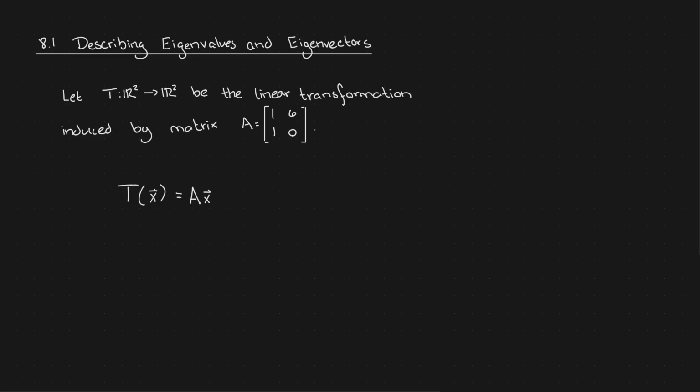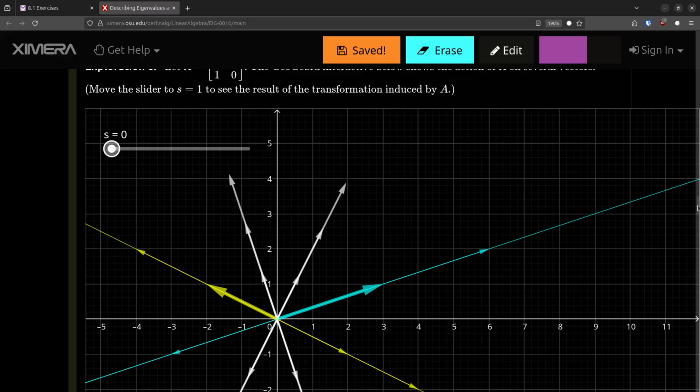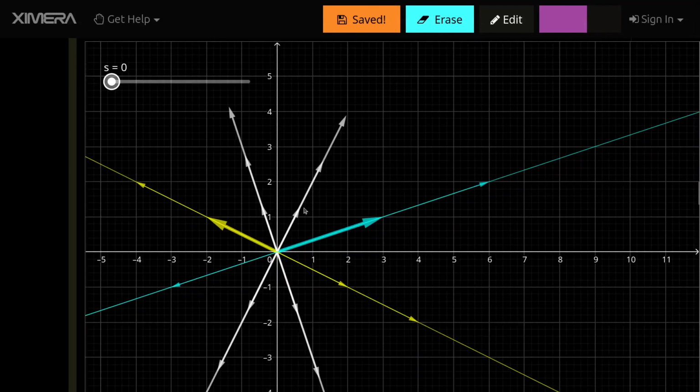So let's understand this visually. We're going to take this example, this illustration, this interaction from the textbook. We're starting with several vectors in R2. Now what we want to do is see how the linear transformation we just described affects these vectors. I'm going to drag this slider, and that's going to transform these vectors into the vectors we get after we apply the transformation.